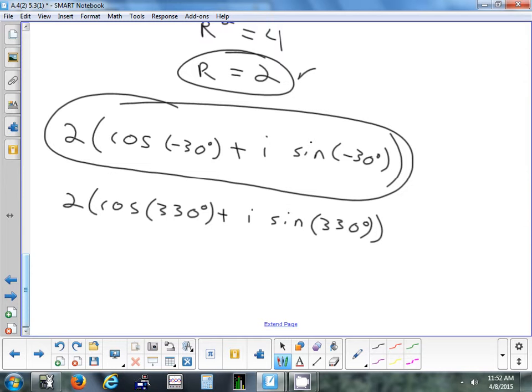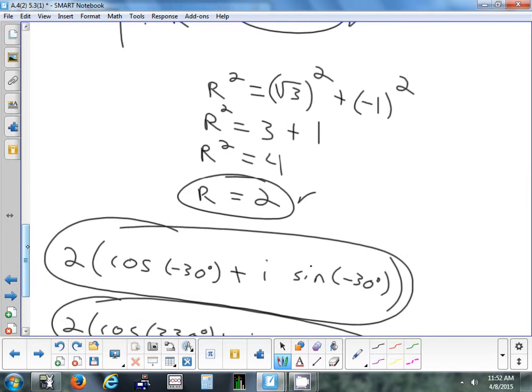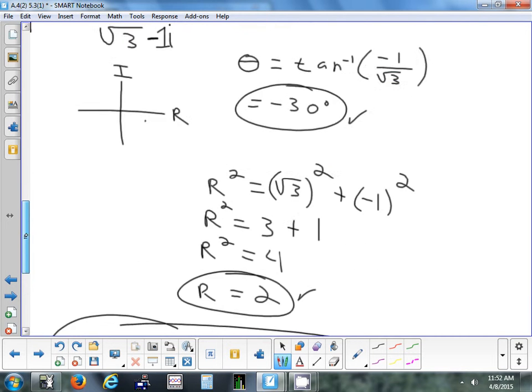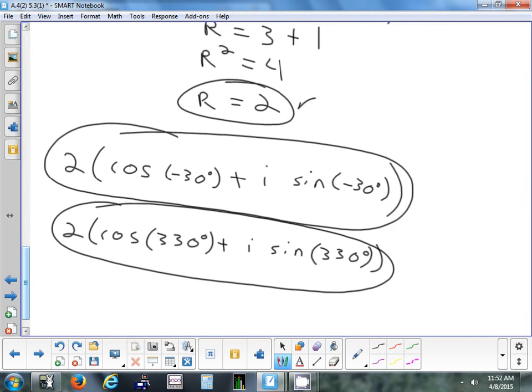It's simple enough. Would they add 360 for you at times? Well, sometimes you won't have to. If the angle doesn't come out negative, you don't even need to think about that. In this case, it just came out negative. Okay, so any question on that?